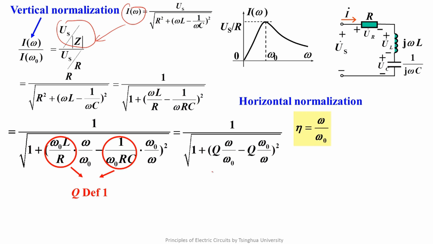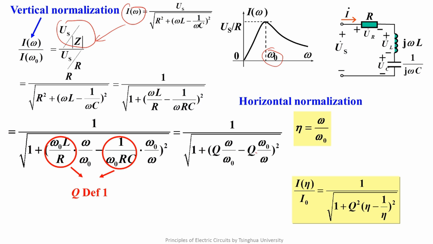Then the horizontal normalization is eta equals omega over omega 0. The resonant frequencies of different circuits are different. With the new definition, all the circuits are resonant when eta equals 1. Then the magnitude frequency characteristic of the current is transformed into this form.